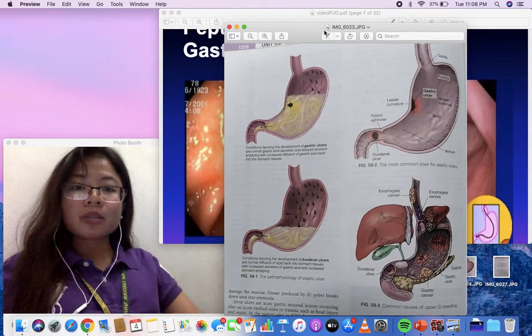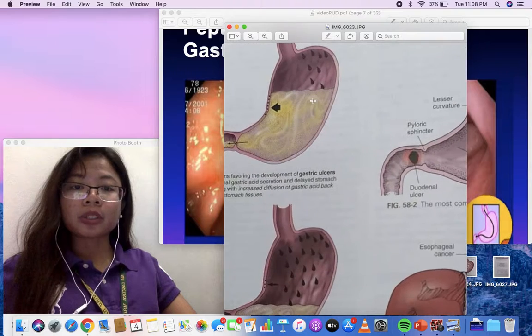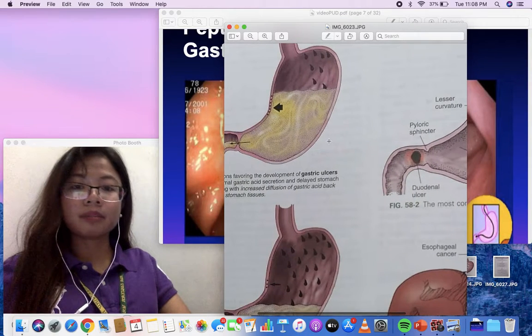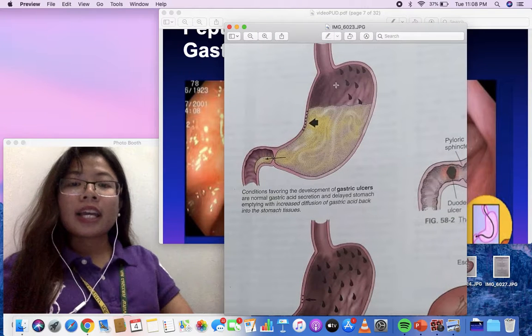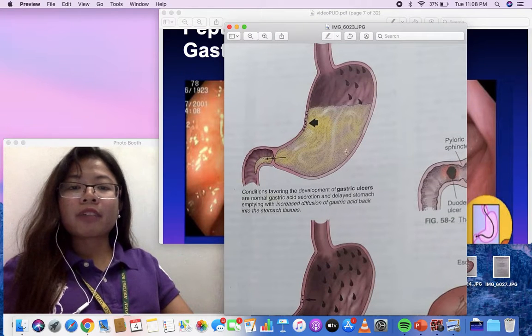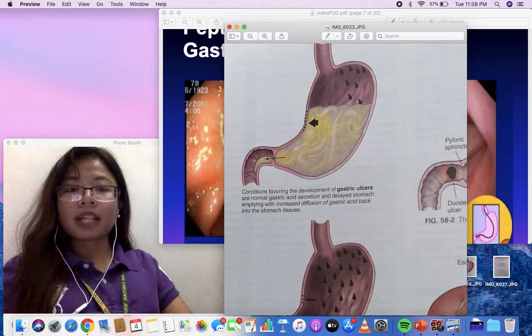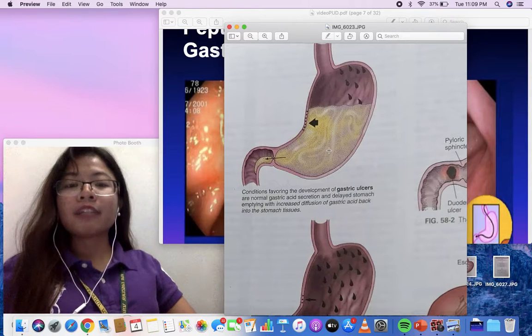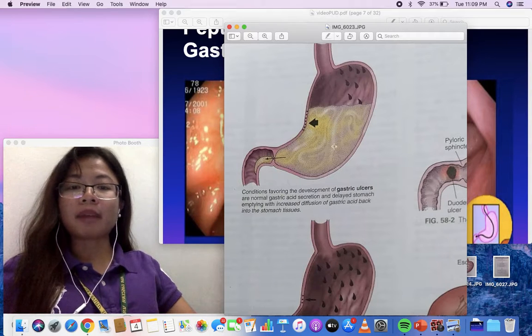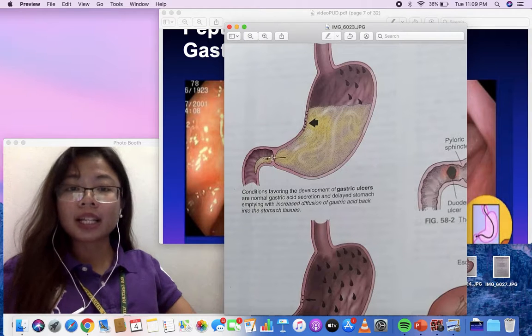So for this picture, as you can see here, the conditions favoring the development of gastric ulcers are normal gastric secretion and delayed stomach emptying with increased diffusion of gastric acid back into the stomach tissues.